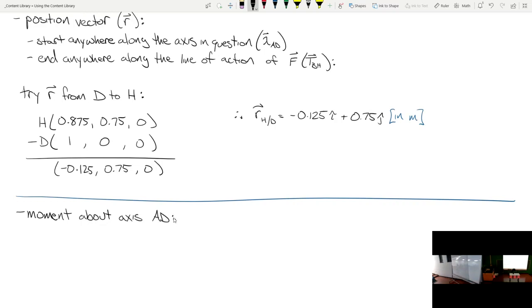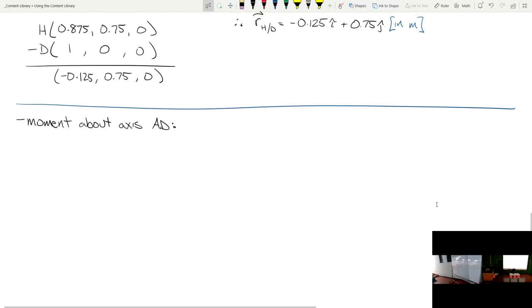Now, the way that we compute this moment is we take lambda and we dot it with R, in this case R_HD, cross with the tension. Now, let me show you how you set this up, because it's really easy.